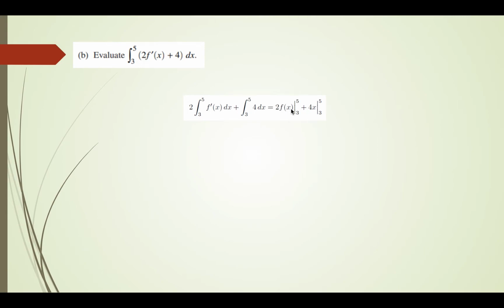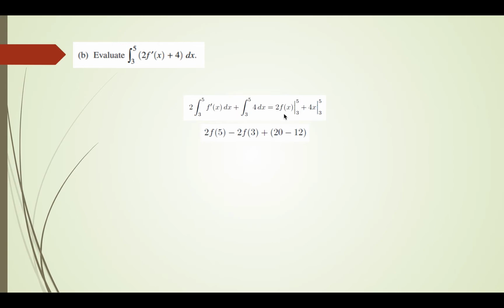And then we've got to evaluate that from 3 to 5, which means our next step is going to be to plug in 5 to x, and then subtract and plug in 3. And then I've got plus the integral of 4. Well, the integral of 4 is 4x. And again, I need to evaluate that over my interval from 3 to 5, and I'm going to do that by plugging in the 5, subtracting, and plugging in the 3. So that's my next step.